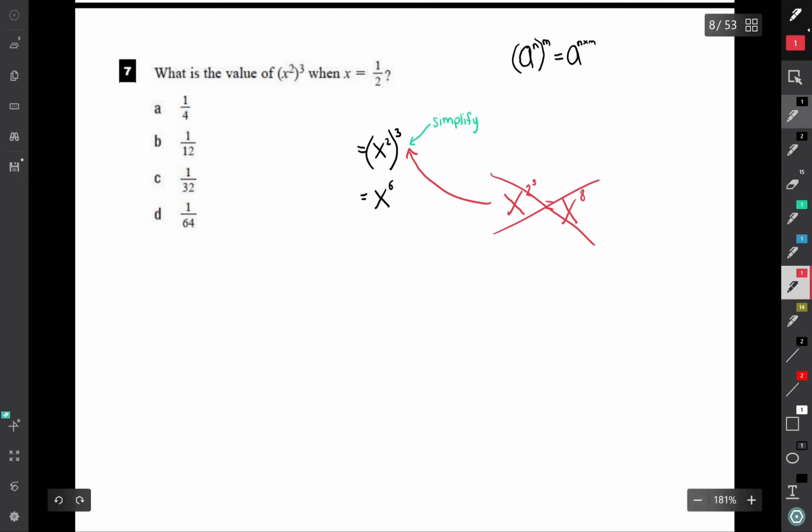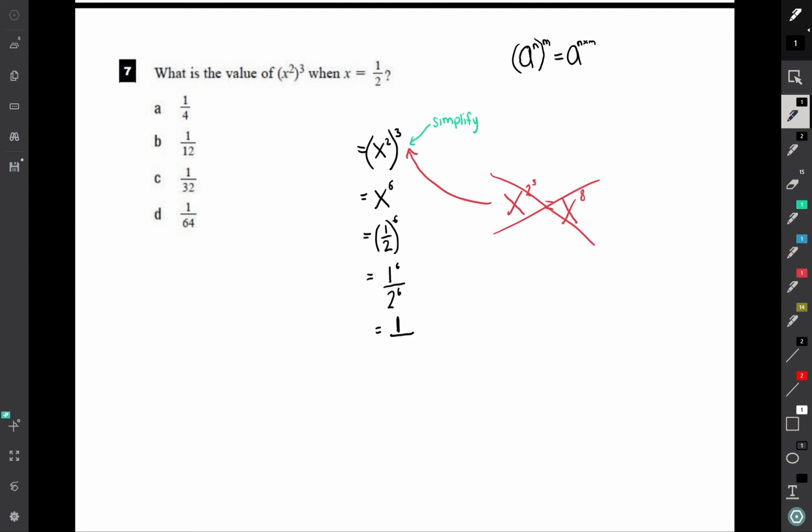Okay, so now that I've simplified with exponent laws, now I'm going to substitute in my x value. So I'm going to put in x equals 1/2. All right, so 1/2 exponent 6. Now again, I'm going to distribute those exponents. So 1 exponent 6 over 2 exponent 6. Well, 1 exponent anything is just 1, right? 2 exponent 6, that, I believe, is 60. Now, let me double check.